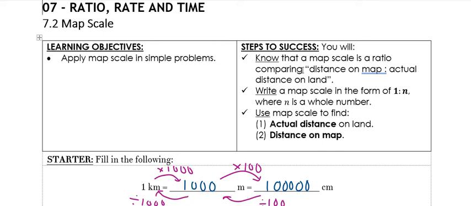You have to remember this: the map scale is a ratio that compares the distance on the map to the actual distance on land. You can write down the map scale in the form 1:n, and n must be a whole number. When you apply map scale, you are finding the actual distance on land given the distance on map, or you can find the distance on map given the actual distance on land.